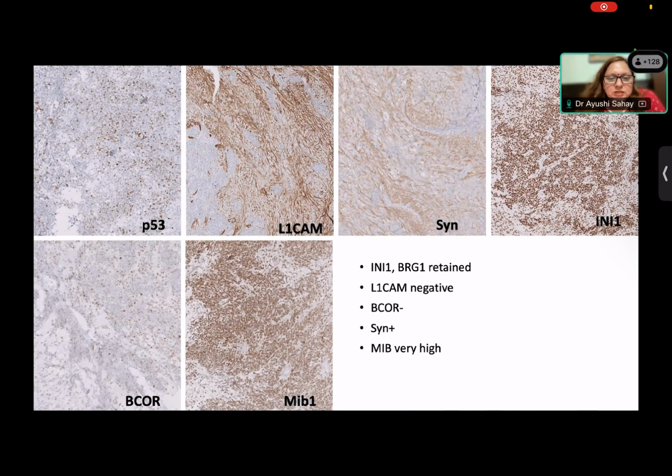Okay, and P53 is wild type. Synaptophysin is positive quite nicely in the round cells, as well as of course highlighting the neuropil. INI1 we always try to do in very young children, and it is retained. And then we also did VCOR, because CNS tumors can also show multi-layered rosettes and undifferentiated morphology sometimes. It was negative. And of course the MIB1 is extremely high, as you can see.